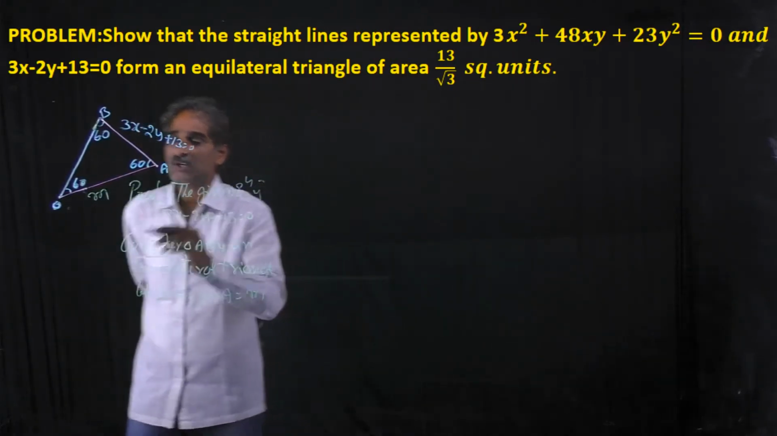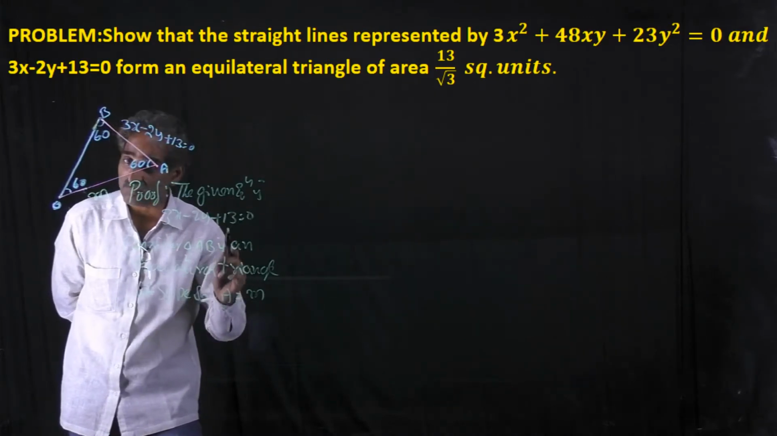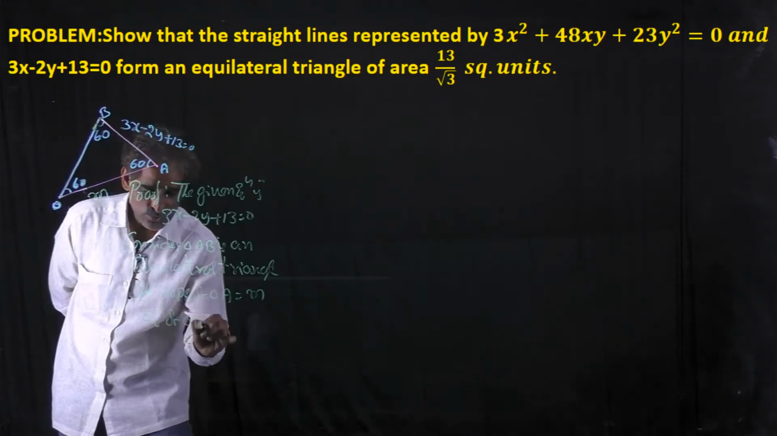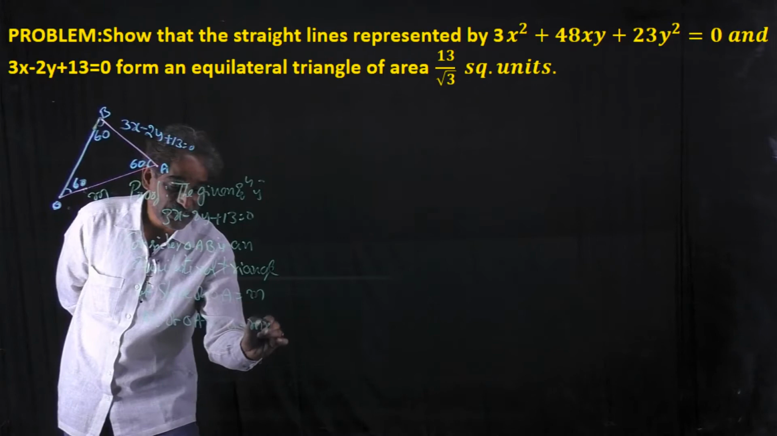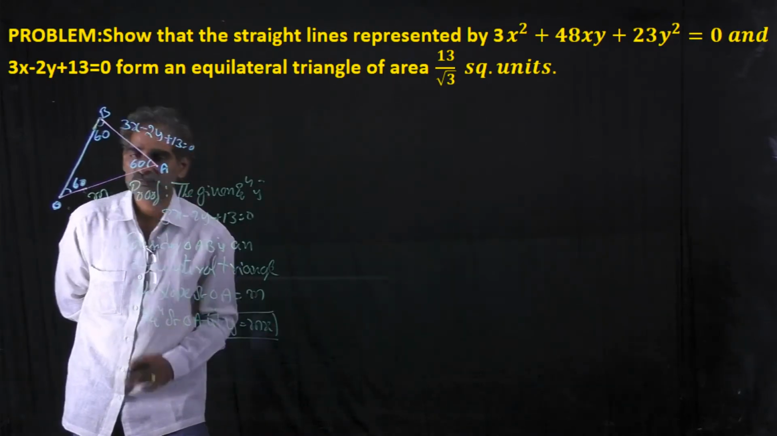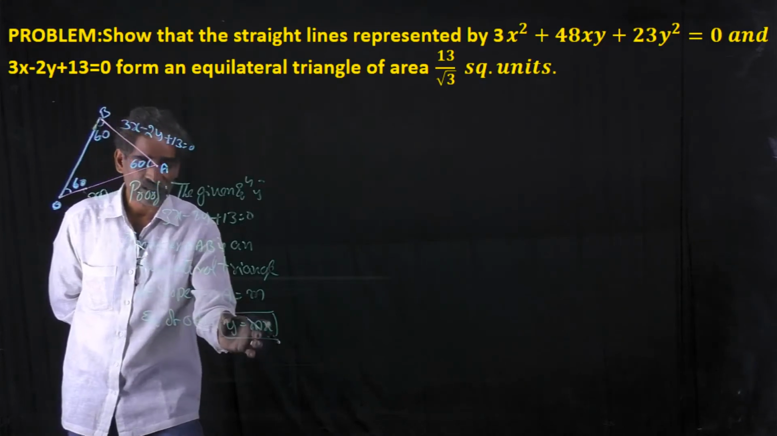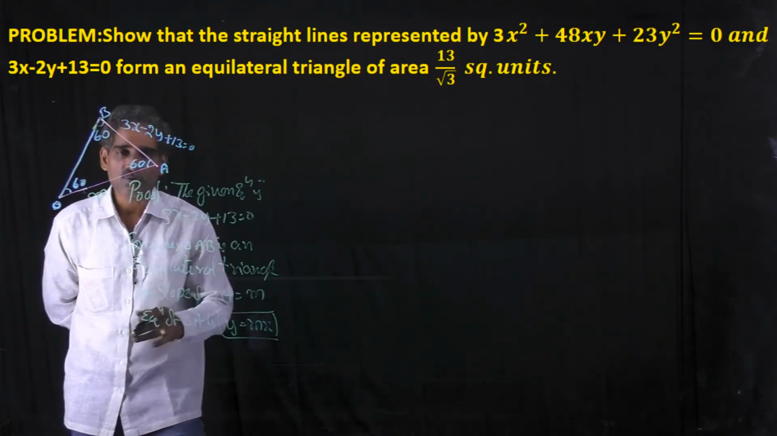Understand? The equation of any line passing through the origin is in the form y equal to mx. Now the equation of OA is y is equal to mx. Just we have to find out these two equations. So if you know the value of m, you can write the equation of OA and OB. Understand? Now come to the problem.